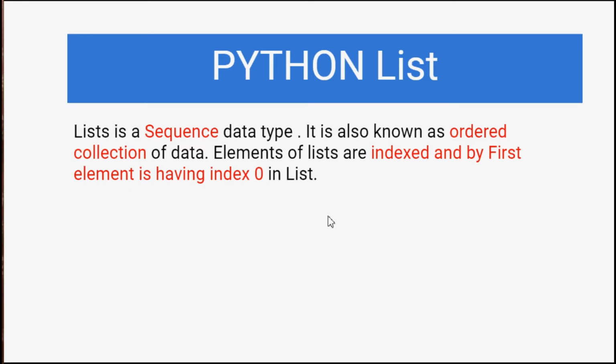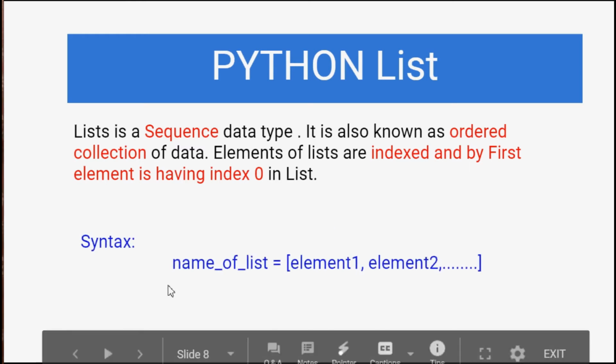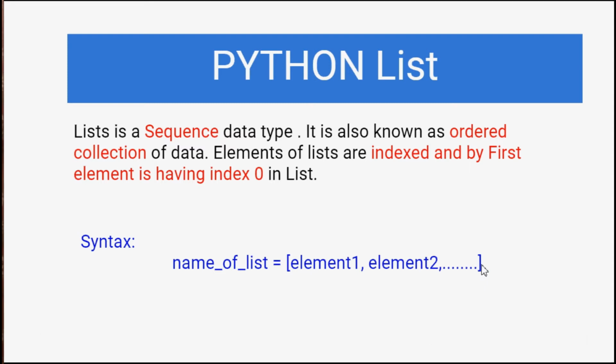Let's have a look at the syntax. The syntax is the name of the list. You can give any name to your list, like we were doing in dictionaries, and then inside the square brackets you give the elements. In this case there is no key and no value; we are just dealing with values. There is no pair.